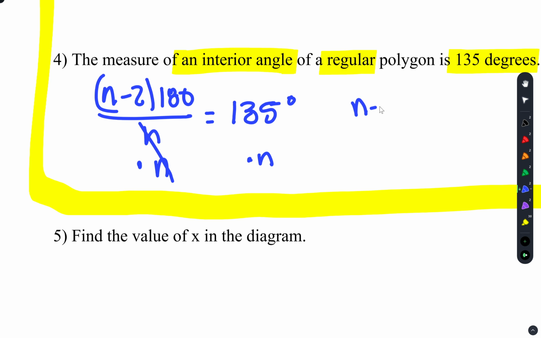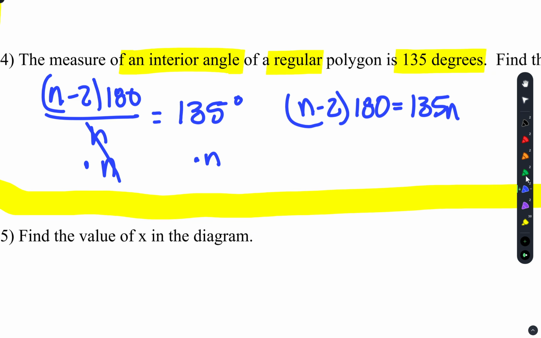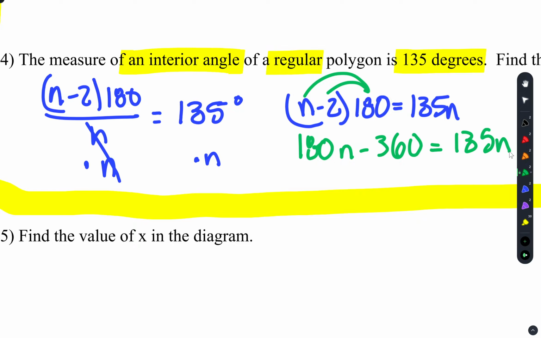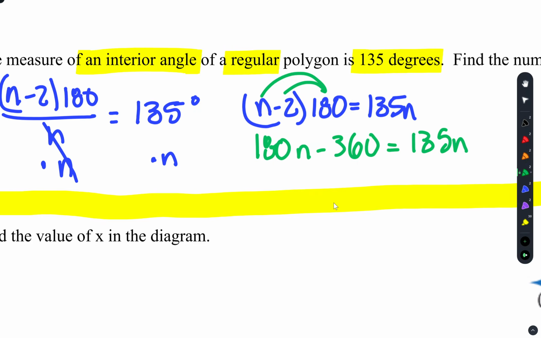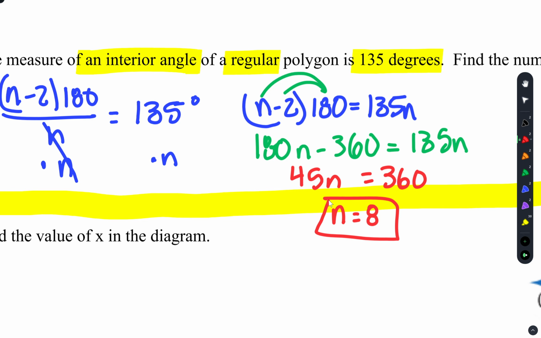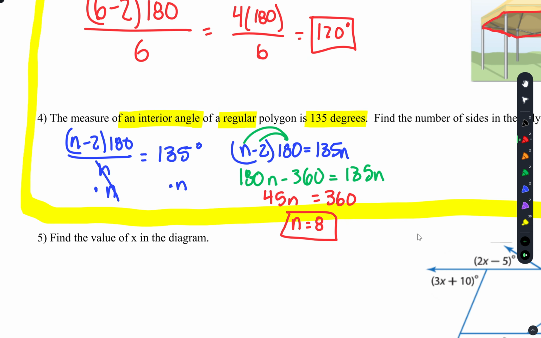We get n minus 2 times 180 equals 135n. Do we now see how we can solve this? Hopefully. We distribute. And we solve. I'm going to move 135 to the other side to get 45n equals 360, or n equals 8. Okay, not too bad, just a little bit of algebra.